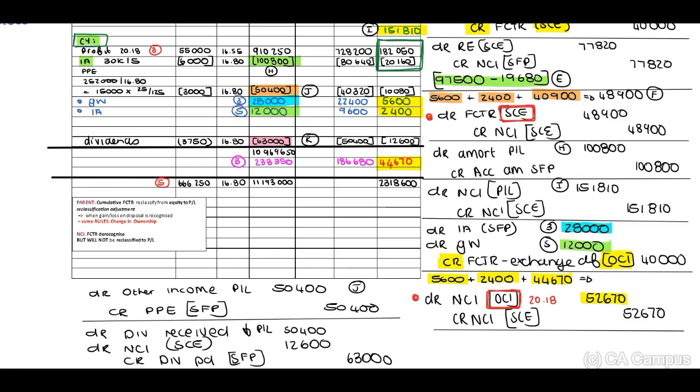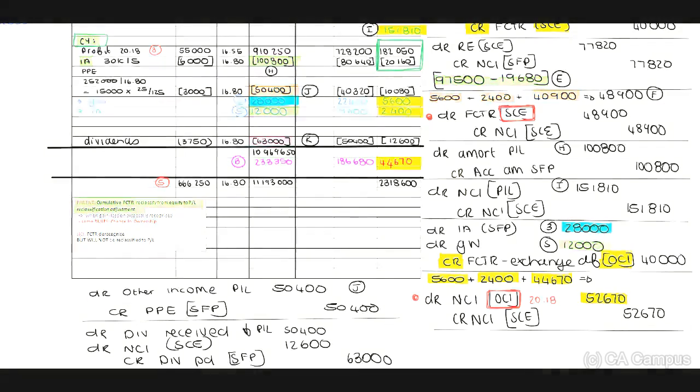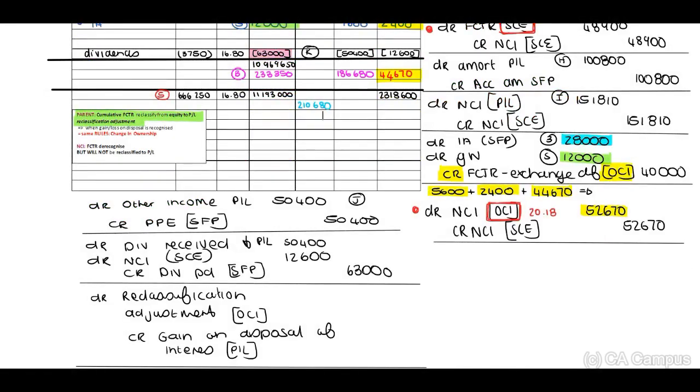Our last journal entry in terms of the reclassification adjustment. What do we need to do? What is the amount that we need to reclassify? Your journal entry will be as follows. Okay, so you will have to debit your reclassification adjustment in your OCI, a decrease, and credit a gain on disposal of interest. Now, I know we do not have all of the details, guys, but you can look at the information that we do have. Okay, reclassification, we need to take out the 10% sold.